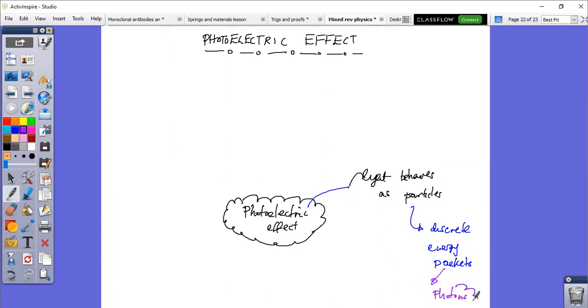Now, these photons possess energy, and the energy that a photon, a single packet of light, possesses is linked to the equation E equals hf. In words, we're saying the energy of a single photon is equal to Planck's constant, which is h, multiplied by the frequency of that particular light. Now, I say here light, I should really refine my phrasing and say electromagnetic radiation.